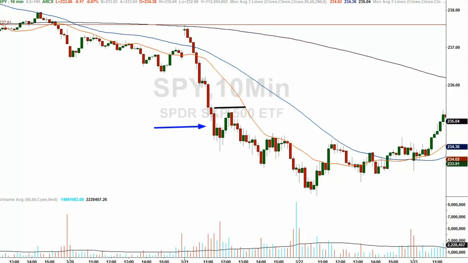So you can use these patterns in two different ways. You can use them to enter trades, and you can also use them to stay out of trades. So if you were thinking that this was an area where the market was going to reverse trend, you certainly could wait until you got a close above this candle, this red candle, to confirm that the market was going to trade higher.